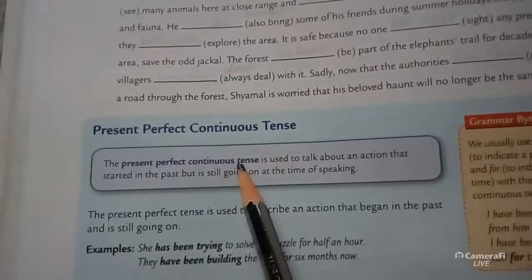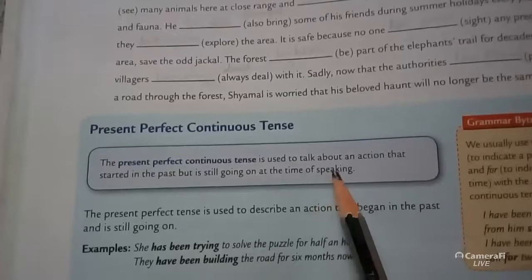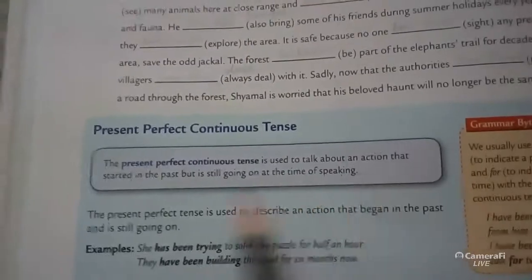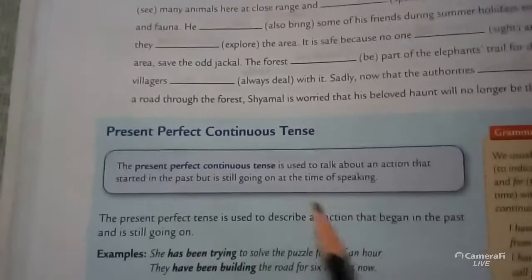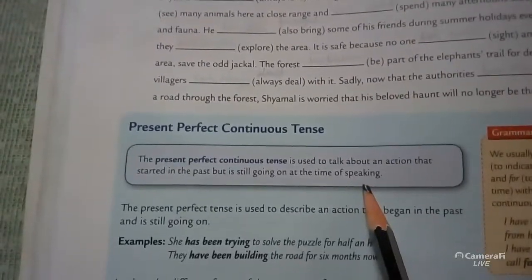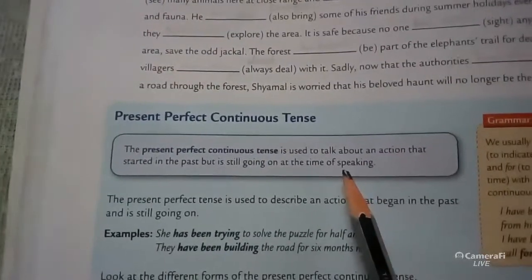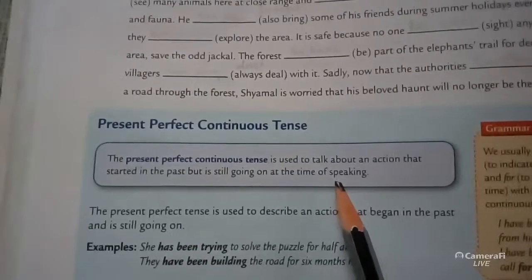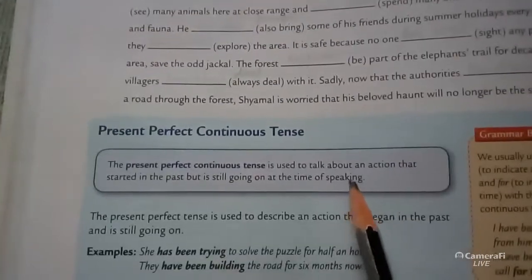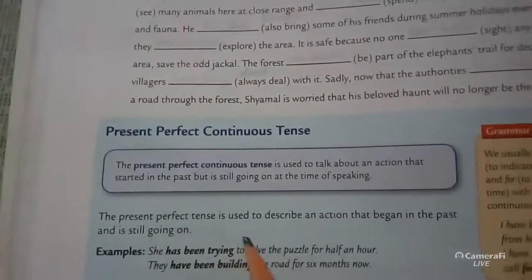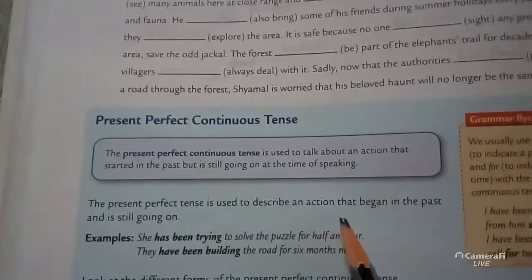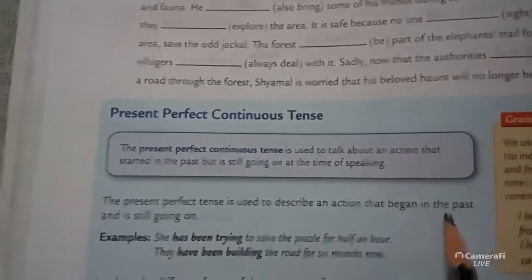The present perfect continuous tense is used to talk about an action that started in the past but is still going on at the time of speaking. That means the work started earlier in the past, but it is continuing till now. It is used to describe an action that began in the past and is still going on.